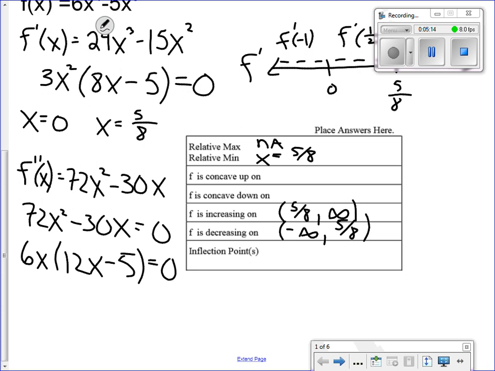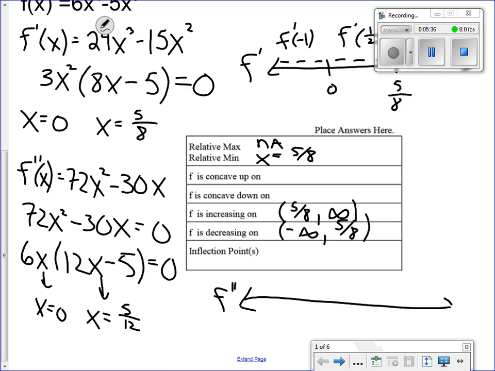And then we write it as a product. We factor because a product equals 0 when any of the factors equals 0. So that would be when x equals 0. Or if you said 12x minus 5 equal to 0, that would be when x equals 5 twelfths. So that's where my second derivative sign chart, breaking it up only at 0 and 5 twelfths.